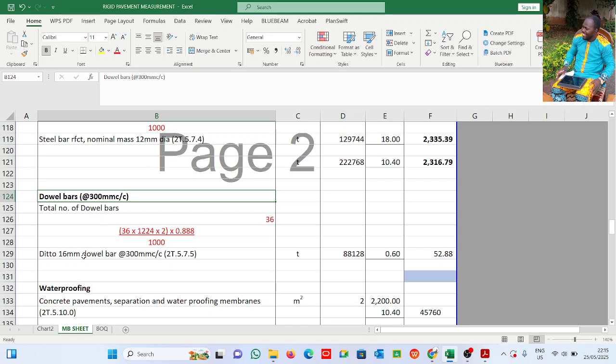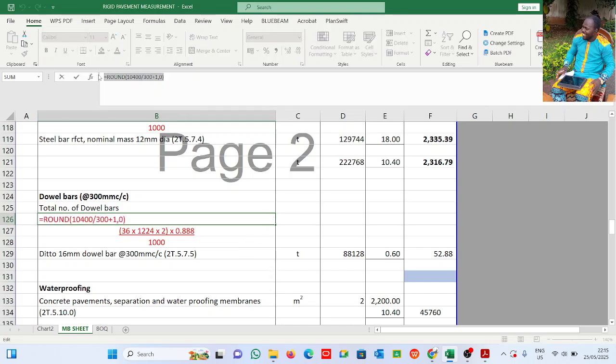All right, so this is just an assumption. If you're working on a real project, the spacing will be there. You will see the spacing. You'll be given the spacing for the dual bars. So 10.4, which is the width of the road, divided by the spacing plus 1, because where you're starting from, you are going to put one reinforcement there. So we have 36 numbers. That's what I have here.